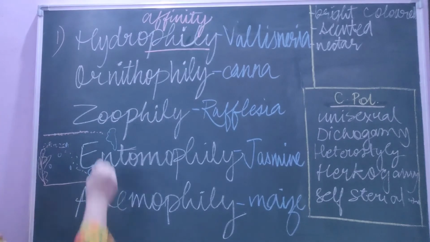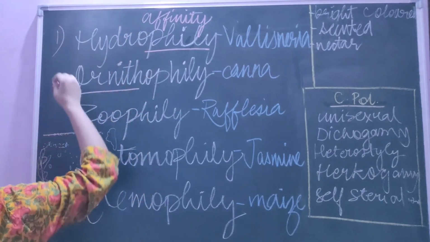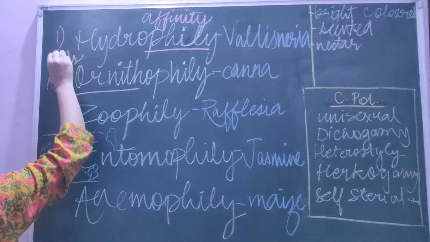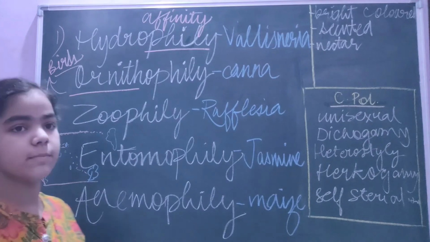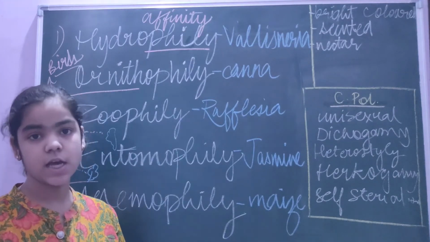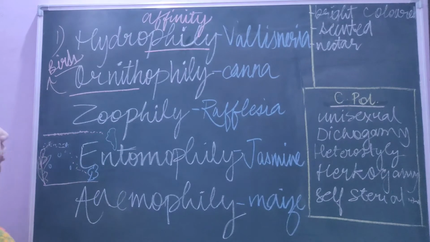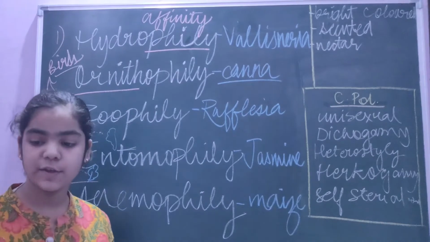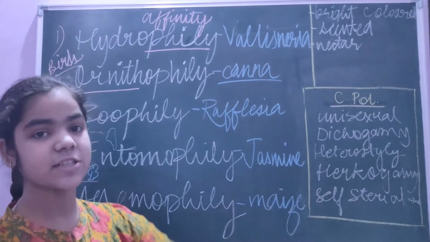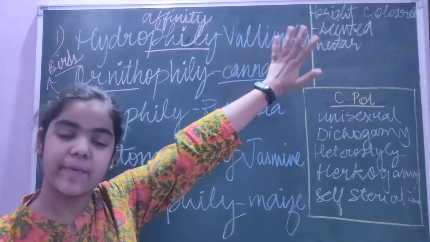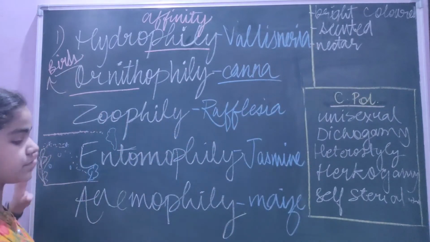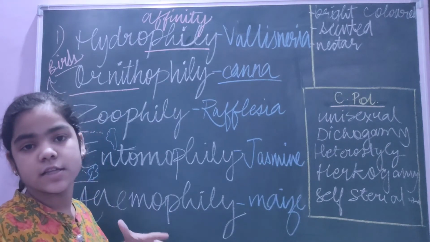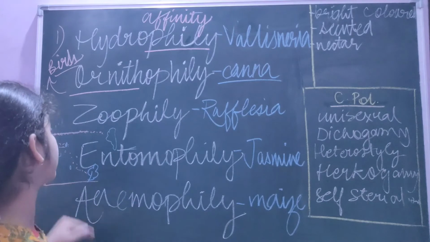So what does ornitho mean? Orni simply means birds. So any cross-pollination occurring due to birds, where the bird helps in this process, is termed as ornithophily. Like in Canna, you can see what is the importance? The petals should be brightly colored, therefore the birds will be attracted towards it, and thus the cross-pollination, that is ornithophily, will occur.